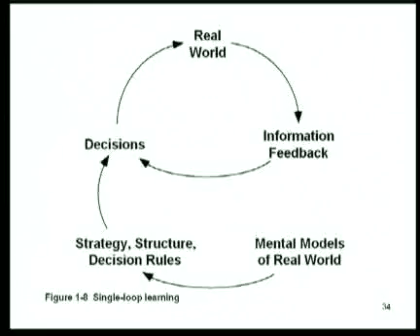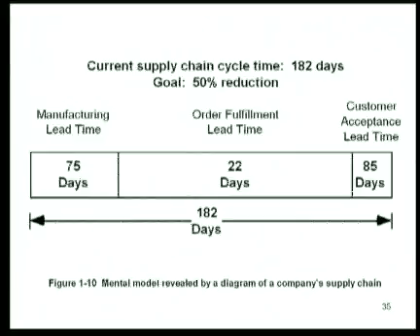In the somewhat expanded version, we still have that causal loop in the top part of this diagram, but now we've introduced another set of variables. We have a mental model of the real world. That mental model helps us derive strategies and structures and decision rules from which we can make decisions, and those decisions then are based on those rules plus the information feedback we get out of the real world. Now, one's perception of the real world can really be very helpful, or it can be distorted.